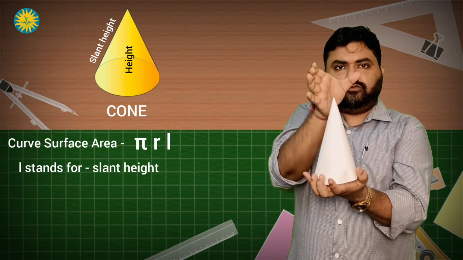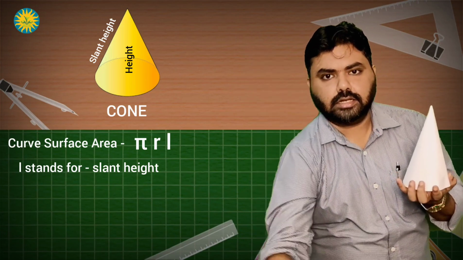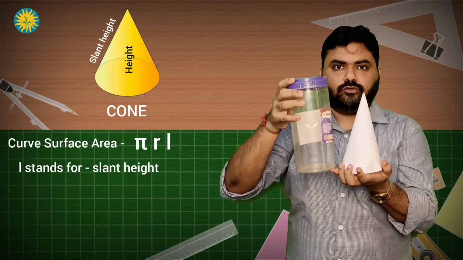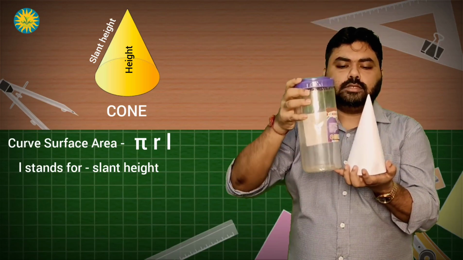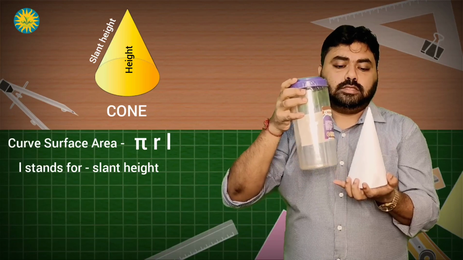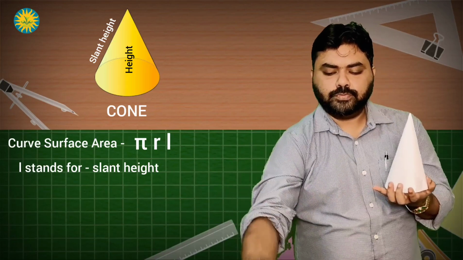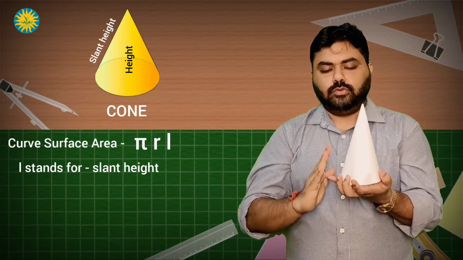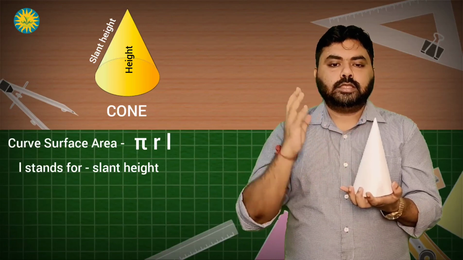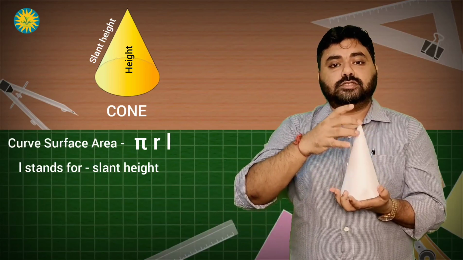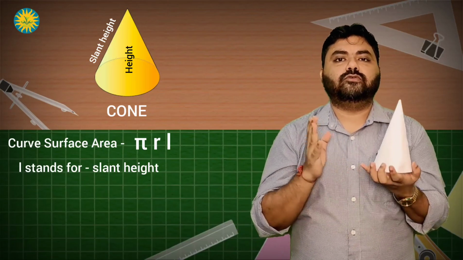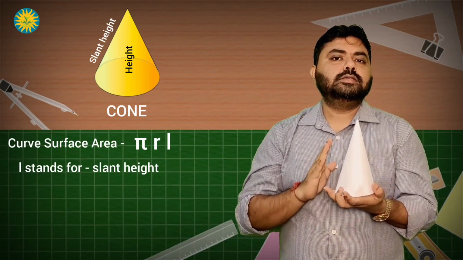This is the curved surface area, and it is not uniform. In case of a cylinder, the surface was uniform, but in case of a cone, the surface is not uniform. It tapers as it moves upward. So we cannot use the perimeter of the base into height. Since we will not consider the height, we will consider the slant height. The formula of the curved surface area or the lateral surface area of a cone is pi r l, where r stands for the radius and l stands for the slant height.